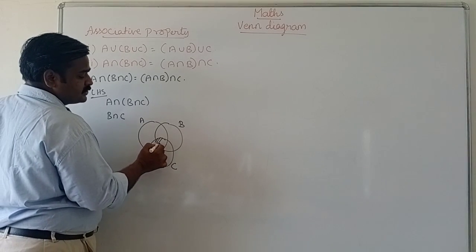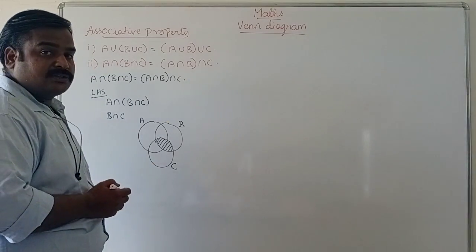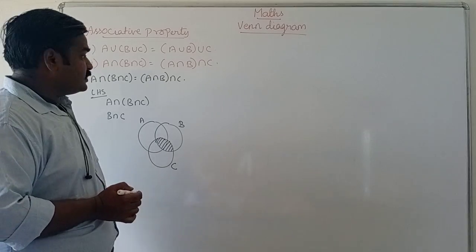What do you mean by B intersection C? Common area between B and C. What does intersection mean? Common. So we have shaded the area common to B and C.